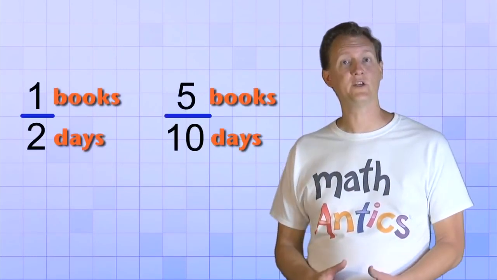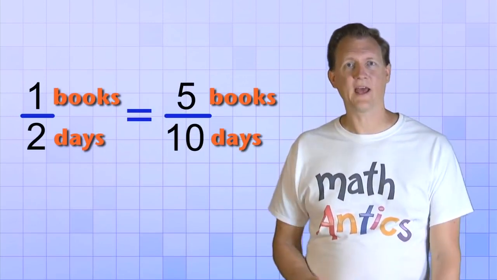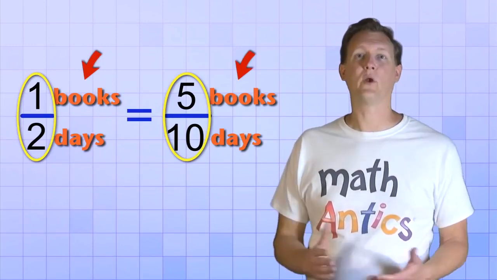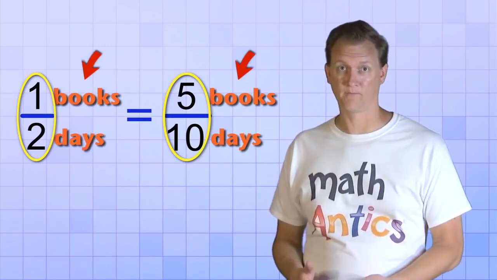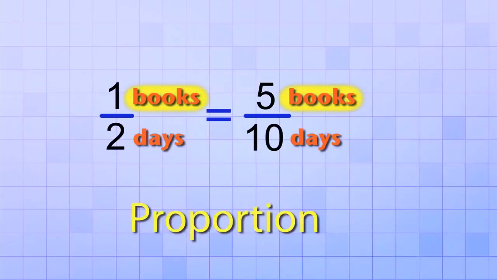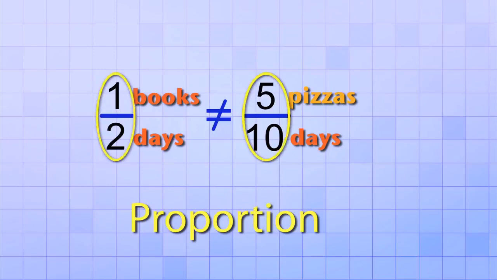And one thing that's really important to remember. In order for two ratios to be equivalent, they not only have to have the same value, they also have to have the same units. That is, they have to be representing the same thing on top and on bottom. Let me show you what I mean. This is a proportion because the top numbers both refer to books and the bottom numbers both refer to days. But what if we change the top unit of the second ratio to be pizzas instead of books? 5 pizzas in 10 days is not equivalent to 1 book in 2 days. So even though the numbers are still the same, this is no longer a proportion.